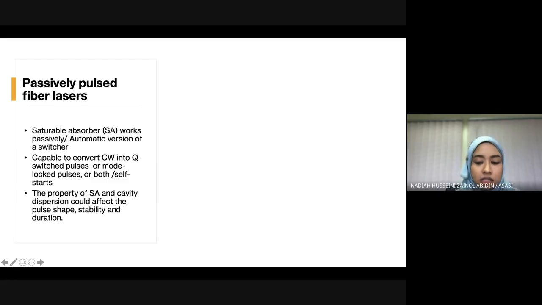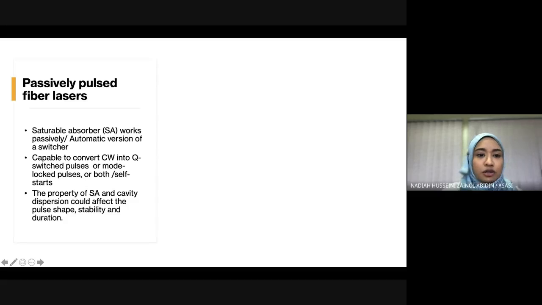Why? Because a saturable absorber works automatically. It works passively. There's no switch to trigger. You don't have to do anything. It works automatically. So when it works automatically, it works passively.